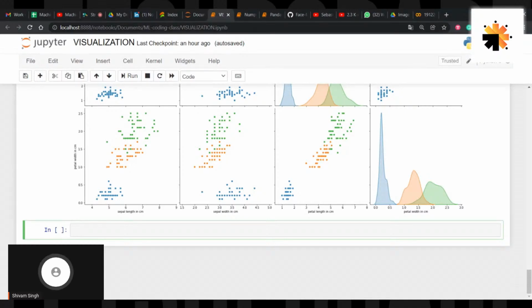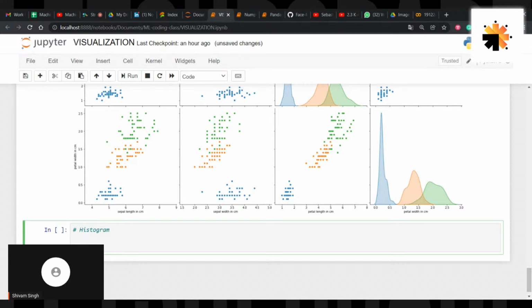Now let's take a look at some more kinds of plots. If I'm trying to plot a histogram and a distribution plot, let's see what kind of analysis I can make with the help of them. This is going to give you a kind of statistical analysis, but one that is easy to understand. So I can plot it.